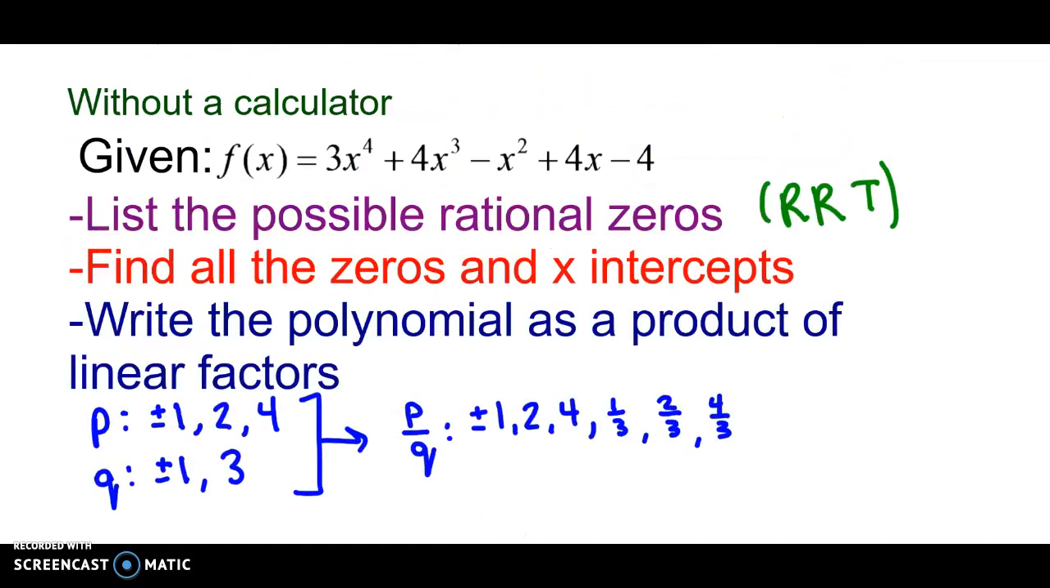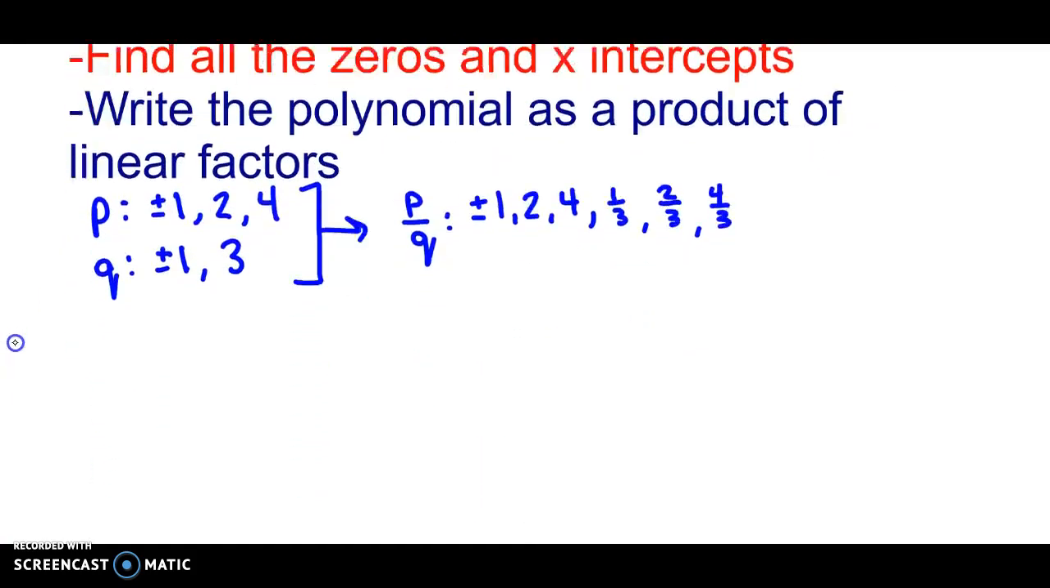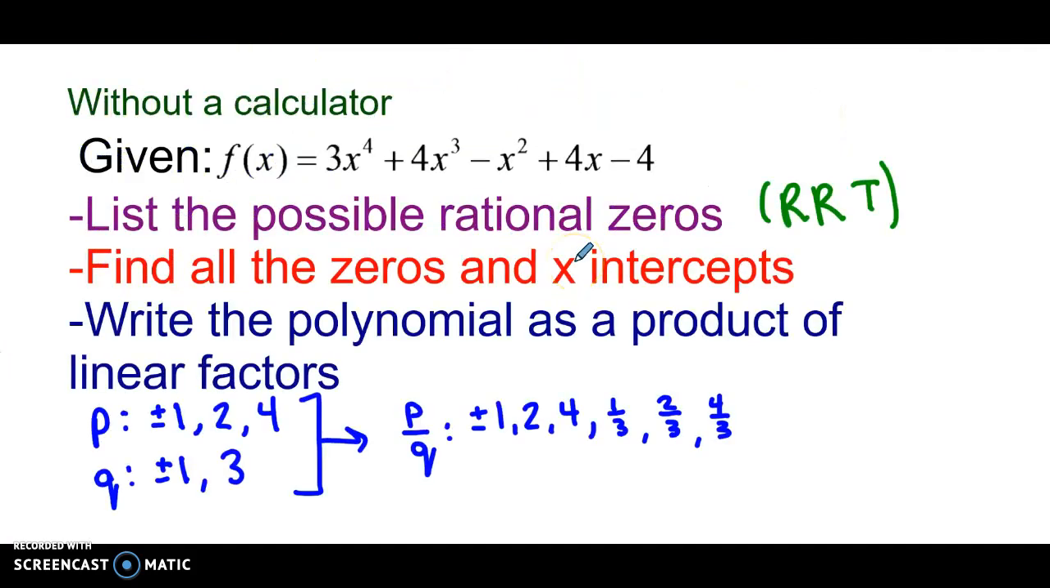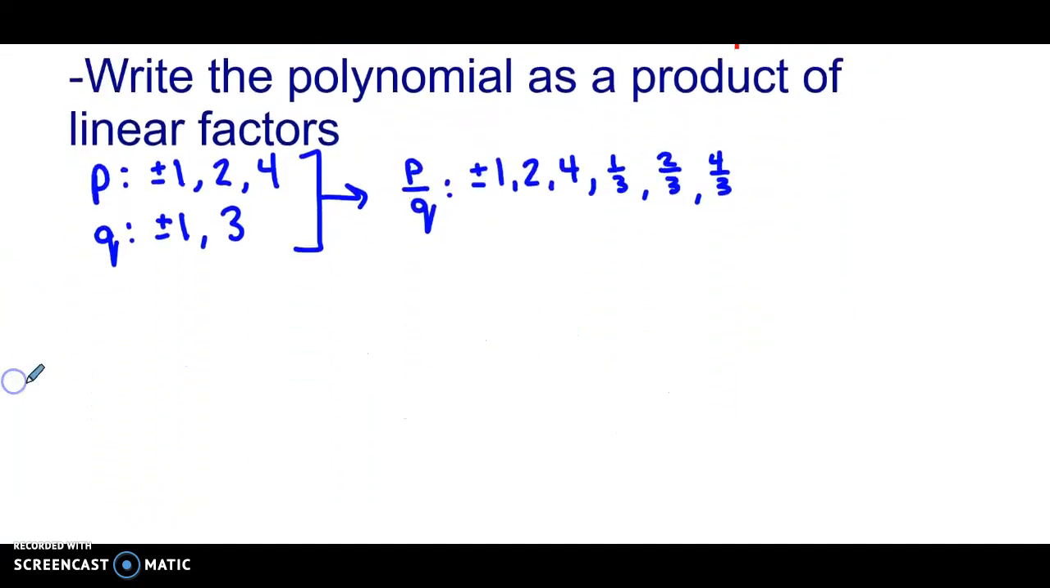Back in the day, because I'm so much older than all of you, you'd have to use synthetic division for all of these until you found one that had a remainder of 0. But I happen to know that if I do -2, it'll probably work out. How would I know that? What's a shortcut way of doing this?